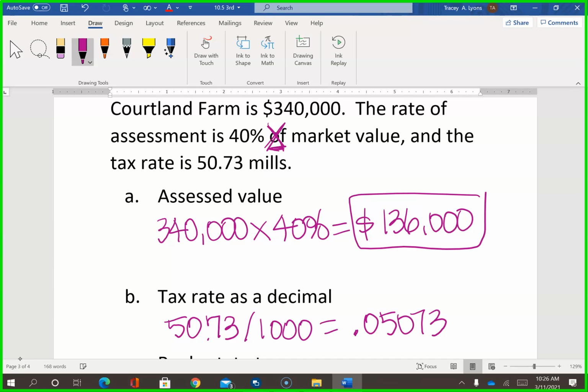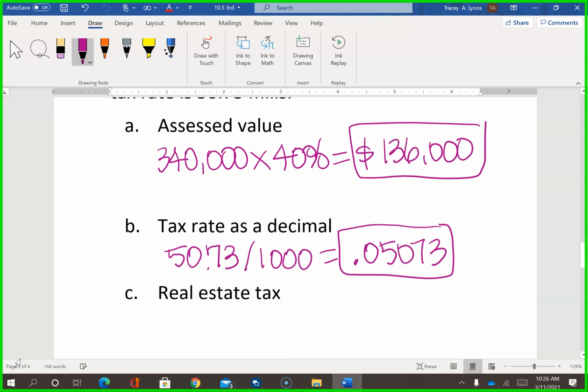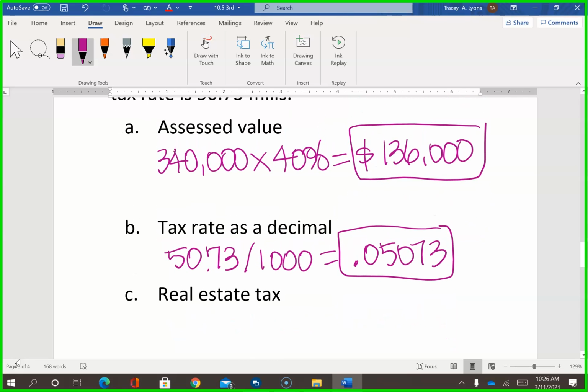0.05073. Now, most of the questions don't say to do that, but I know that the first one does, I think. Number 2, I think, is the only one that does that. But just so you know how to do it when they ask that one question. I usually don't calculate out the actual decimal. I just do it within the question.